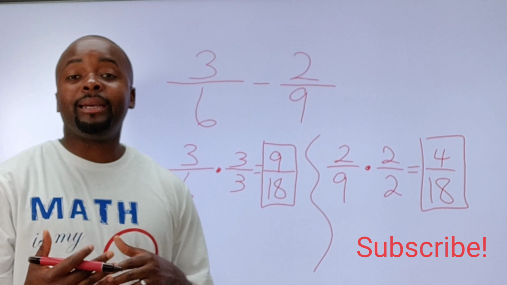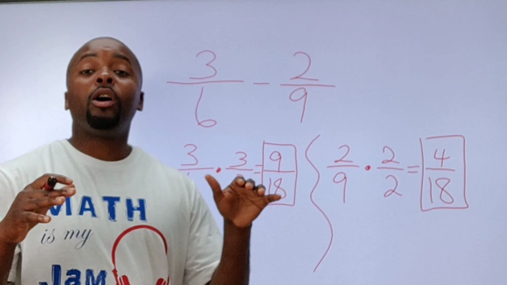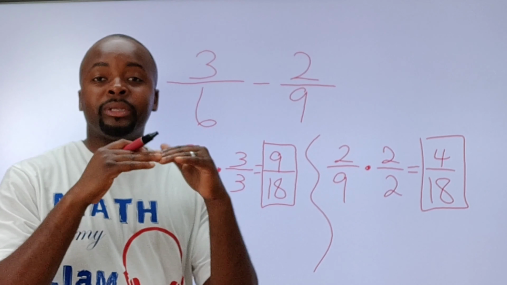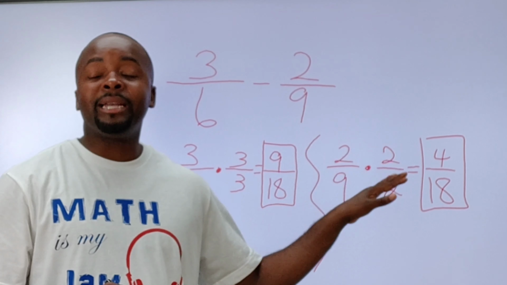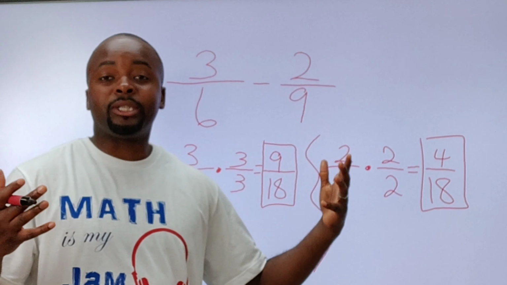Now that you have 9/18 and 4/18, all you have to do is combine the numerators, the denominator will always stay the same. Now all you're going to do is add the numerators and you have your answer.